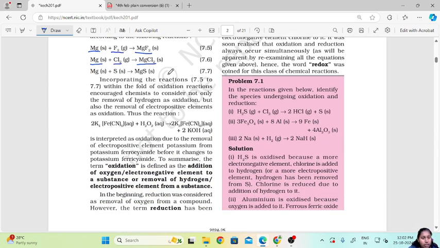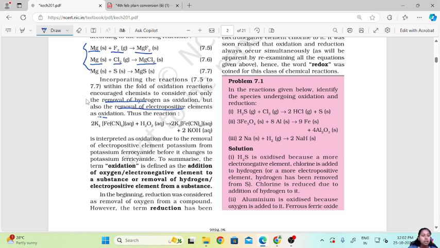So incorporating the reactions here, from 7.5 to 7.7, within the fold of oxidation reactions encouraged chemists to consider not only the removal of hydrogen as oxidation, but also the removal of electropositive elements as oxidation. So these reactions put forth a concept where we have to consider that not only removal of hydrogen is oxidation, but also removal of electropositive elements is oxidation.